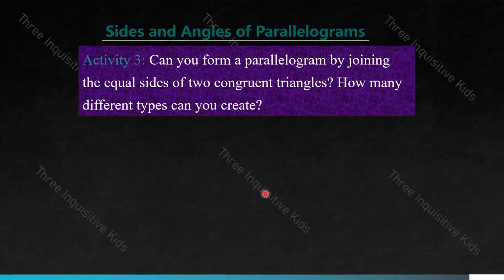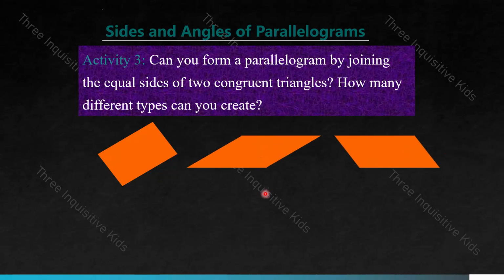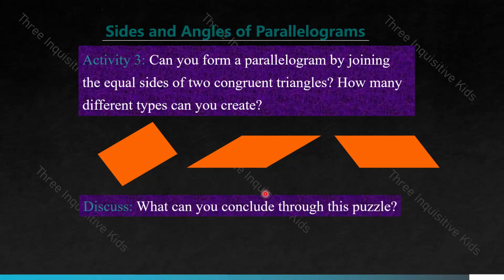Now moving on to our third chapter, sides and angles of parallelograms. Can you form a parallelogram by joining the equal sides of two congruent triangles? How many different types can you create? Well, we first need two congruent triangles. For example, this. Put together, we have a parallelogram. Another way would be this, and so is this. These are all examples of parallelograms with the same two congruent triangles.